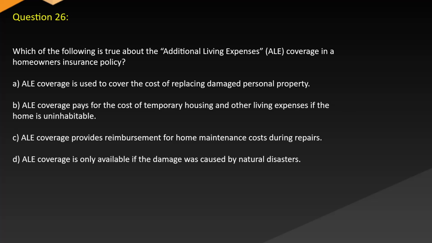Question 26. Which of the following is true about the additional living expenses coverage in a homeowner's insurance policy? A. ALE coverage is used to cover the cost of replacing damaged personal property. B. ALE coverage pays for the cost of temporary housing and other living expenses if the home is uninhabitable. C. ALE coverage provides reimbursement for home maintenance costs during repairs. D. ALE coverage is only available if the damage was caused by natural disasters.